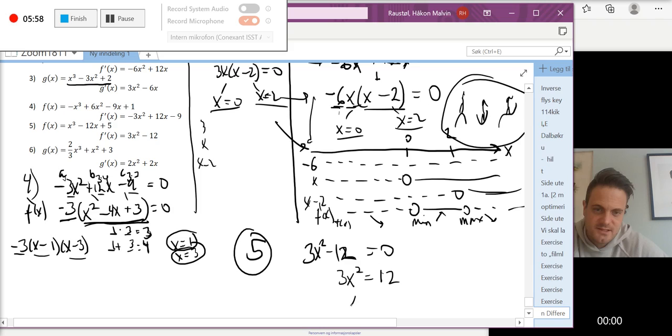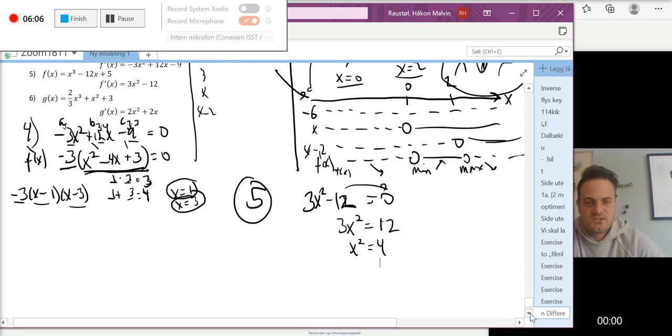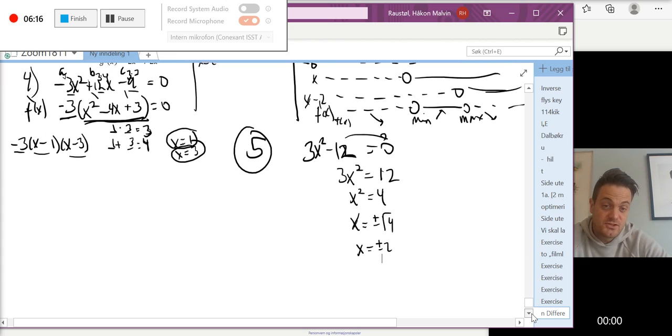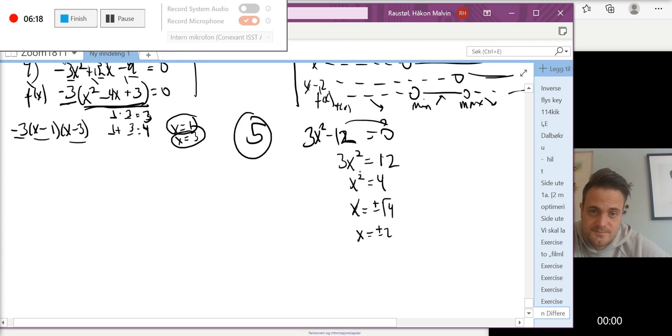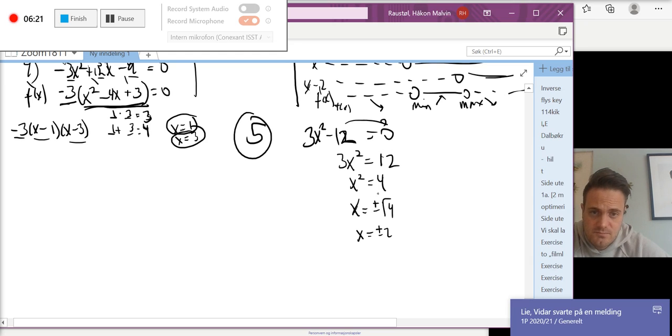I get x squared by itself by moving 12 over like this, dividing by 3, and I get x squared is equals to 4. And if x squared is equals to 4, then x is equals to plus minus square root of 4, which is plus minus 2. So remember, it could also be minus 2 here. 50% of the Norwegian population would just say x equals to 2. But it's plus 2 and minus 2, so we get two solutions here, x is 2 and x is minus 2. So again, we have two stationary points, two rollerblade points here.